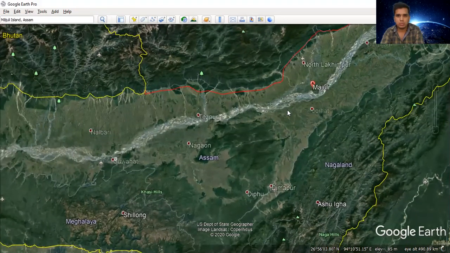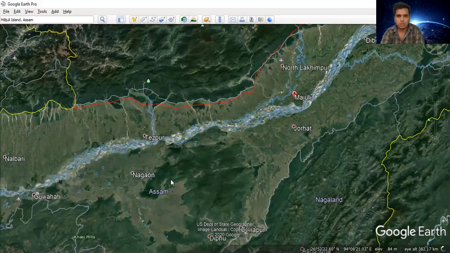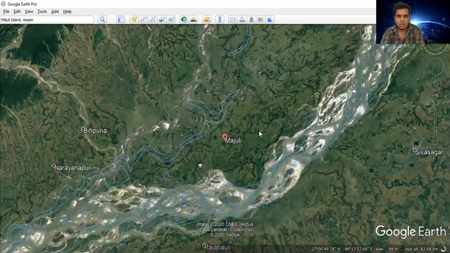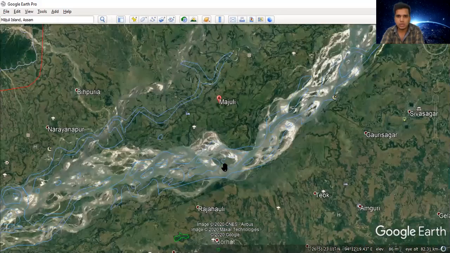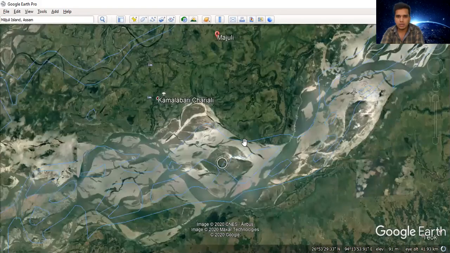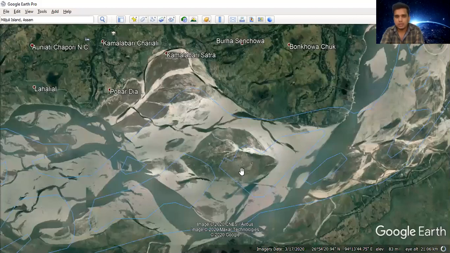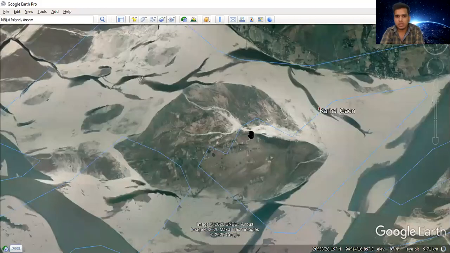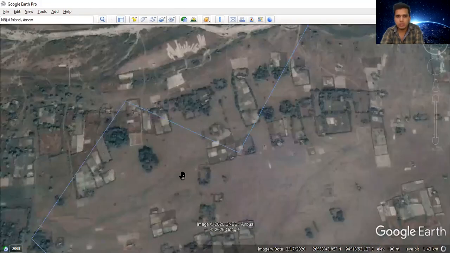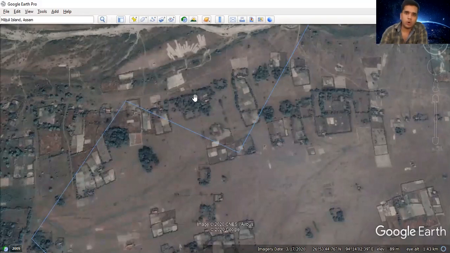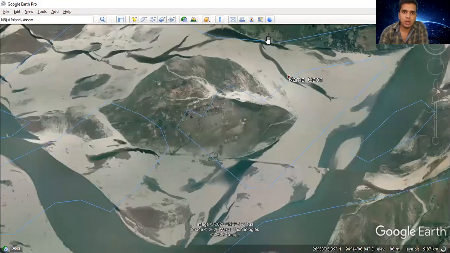So here is your Majuli. This place is known as Majuli, and here you can see the island in between the river. Here you can see the cities. Means people are settled in between the river, and from all the side it is surrounded by the river.